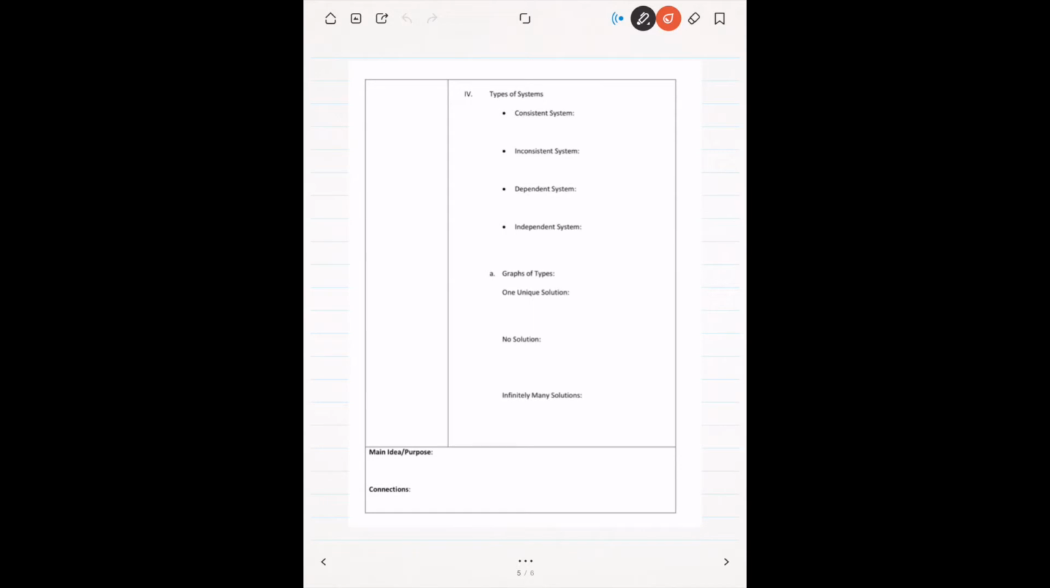Now, sometimes systems don't always behave like we want them to. Sometimes a system can have one unique solution. So if I have a graph, let's say I've got a couple of different graphs here, and the nice easy answer is when they have one solution. You have one line, you have another line, and they intersect. They intersect one time, and you can find that pretty easily.